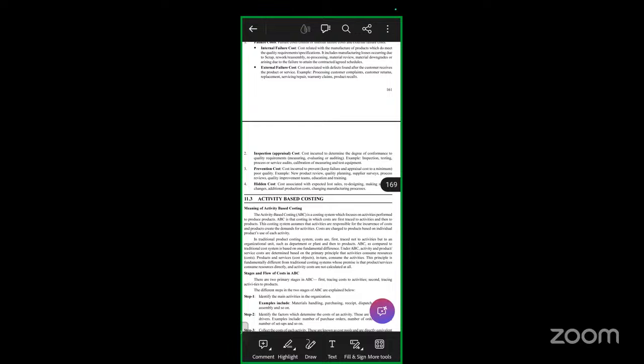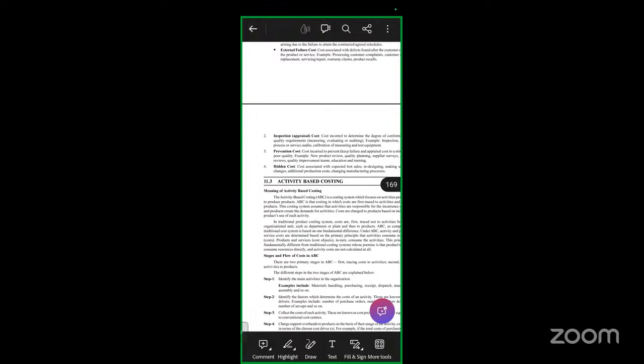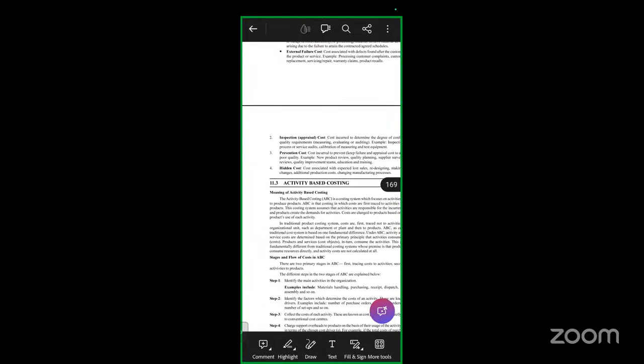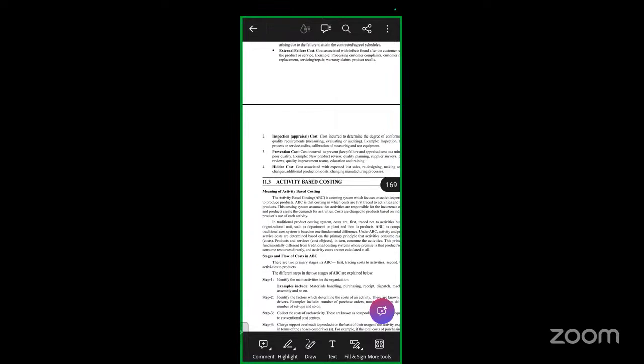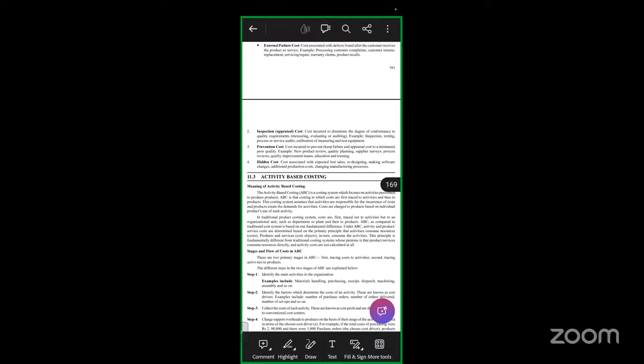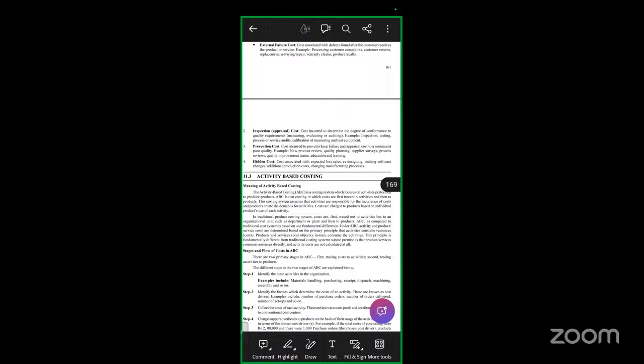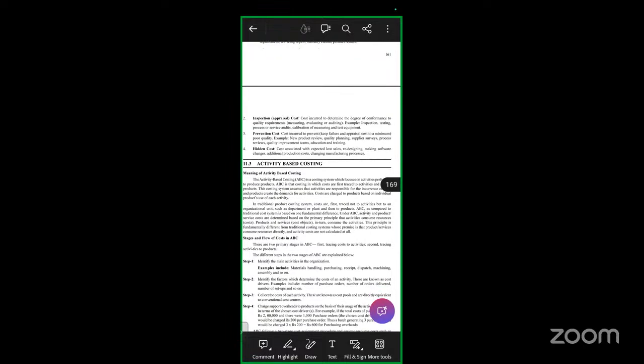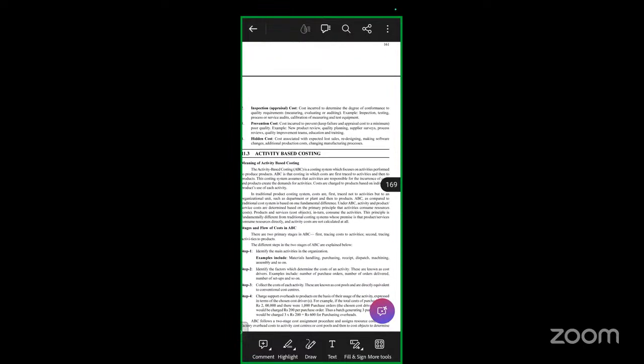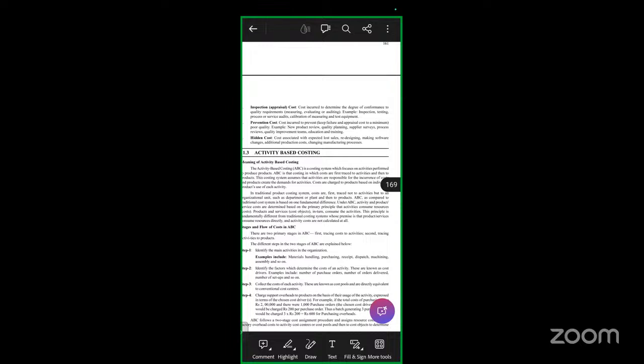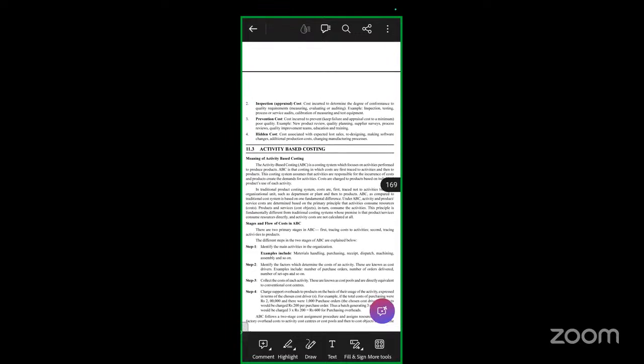And prevention cost, in order to minimize product defects, they are preventing by applying some kind of quality checks. Prevention cost and hidden cost. Hidden costs are unexpected costs, like expected loss of sales, designing and making and software challenges, additional product cost, and changing the manufacturing process. So these are the costs involved.